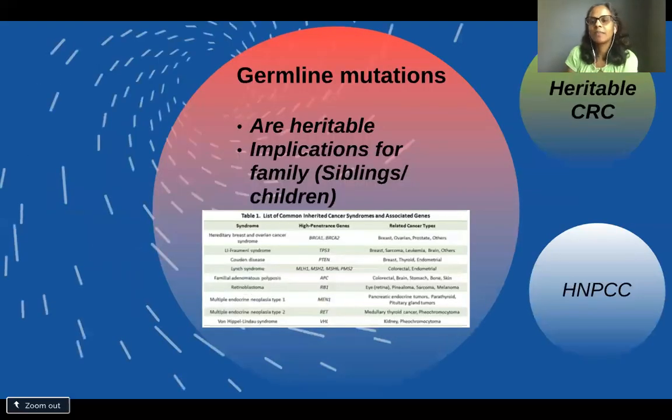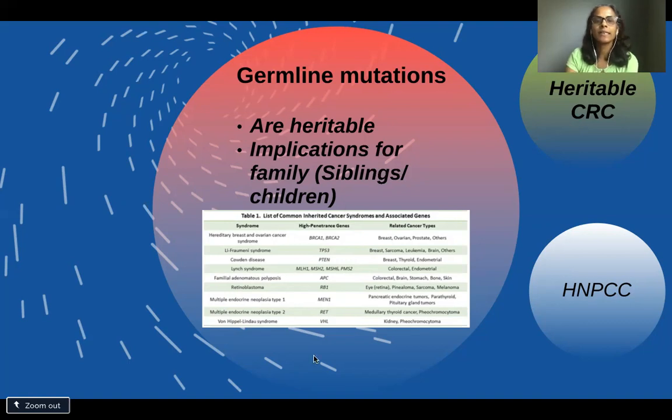By germline, I mean the DNA in sperm or eggs. Changes in the germline DNA are heritable and can be found in all cells in the body, including the tumor cells. People with germline mutations may be susceptible to other cancers other than CRC and may need additional screening and surveillance. Since germline mutations are heritable, there may be implications for family, like siblings and children, and they may also need to get tested if an individual is found to have germline mutations.